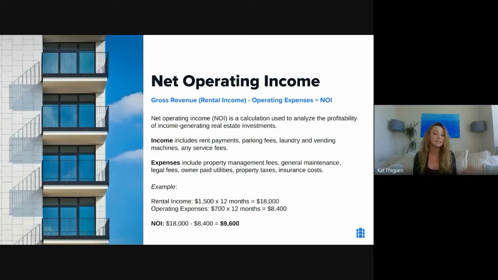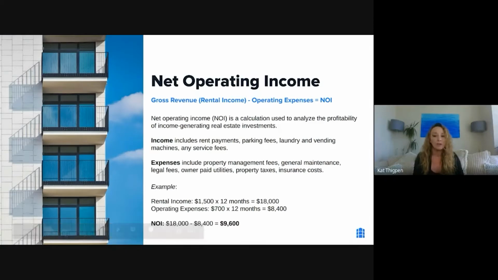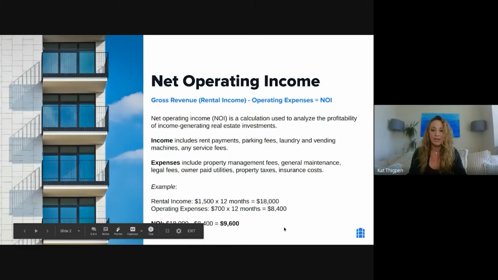Now, something to keep in mind, this does not include mortgage payments, so this will not be in this example. Just a basic example for us to view right here is rental income of $1,500 times 12 months is $18,000. Less operating expenses, $700 a month at $8,400 for the year. So your NOI comes out to $9,600. Now, Louis, do you mind going into this a little bit further for us?